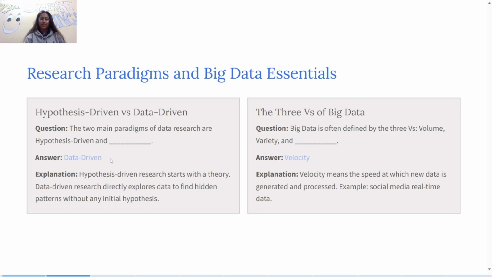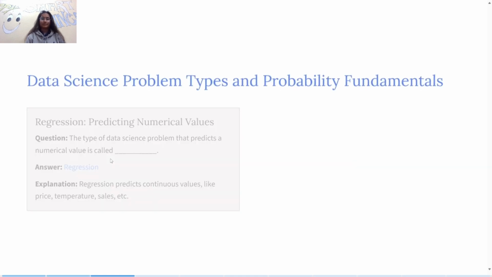Moving ahead with the second question, which is: big data is defined by volume, variety and blank. Here three V's are used, which means volume means the amount of data, variety means the different types of data, and the third one indicates how fast data is generated. It's called velocity. So the answer here is velocity.